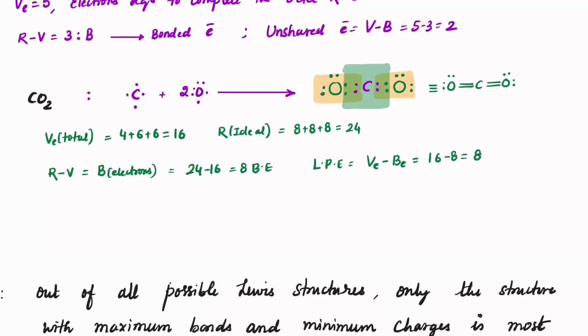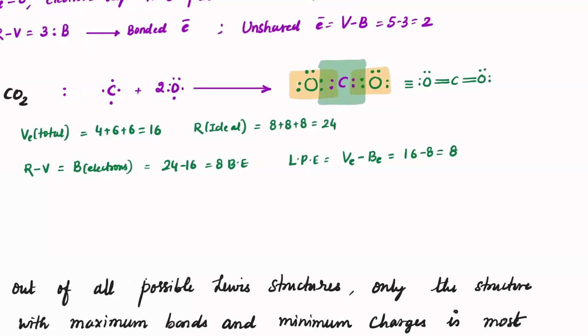8 bonded electrons. So can I write this? 8 bonded electrons means 4 bonded pairs, and 8 lone pair electrons means 4 lone pairs.